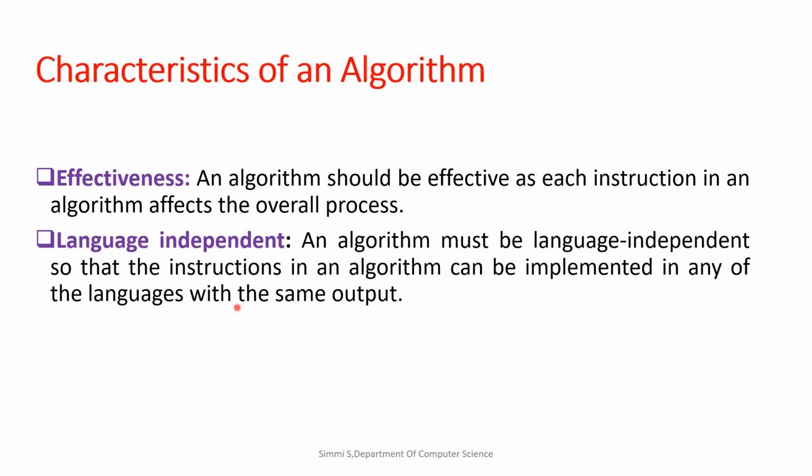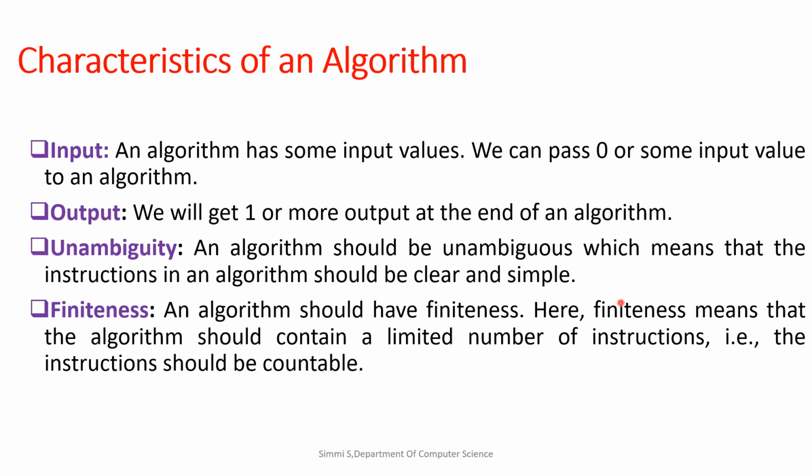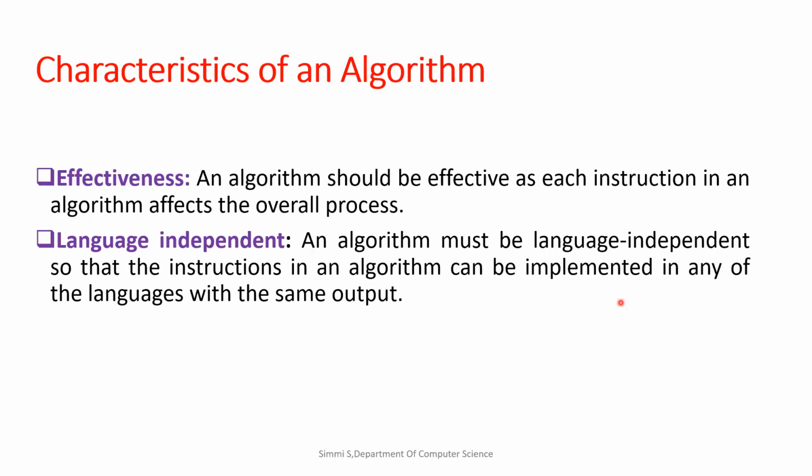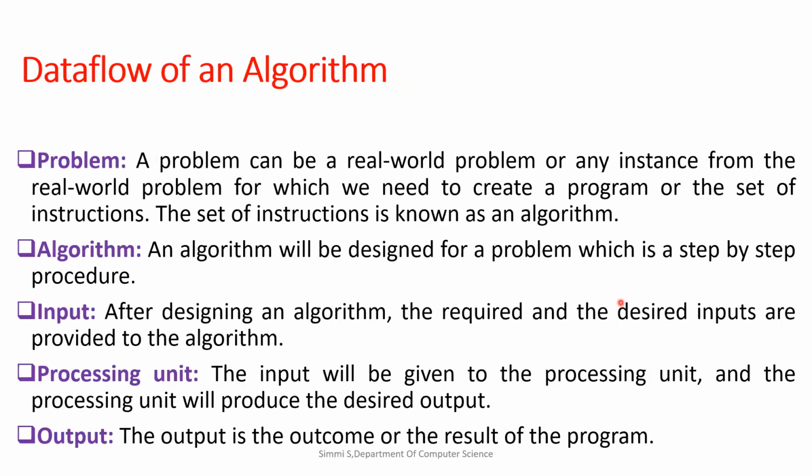Correct. And one more thing, the effectiveness. Each and every instruction should have an effective role in this problem solving procedure, that is, in this step by step procedure. And one more thing is that it's language independent. An algorithm must be language independent so that the instructions in an algorithm can be implemented in any language with the same output. So the characteristics are: input should be there, output should be there, unambiguity, the instructions should be clear and simple, there should be a finite number of instructions only, each instruction should be effective, and it should be language independent.